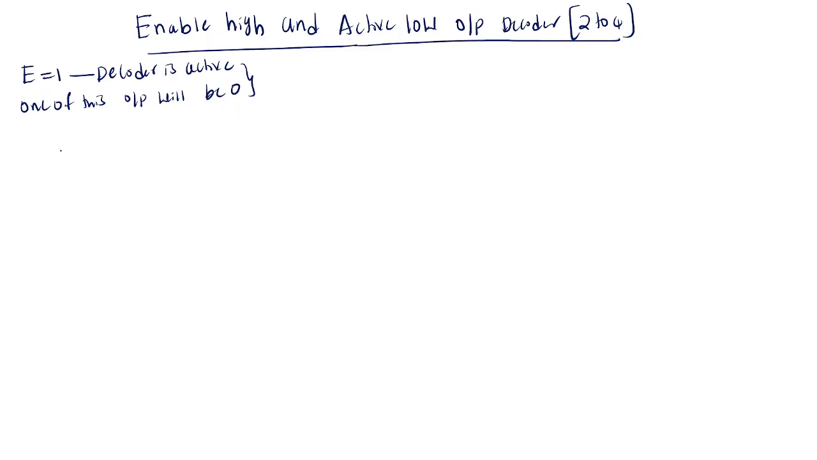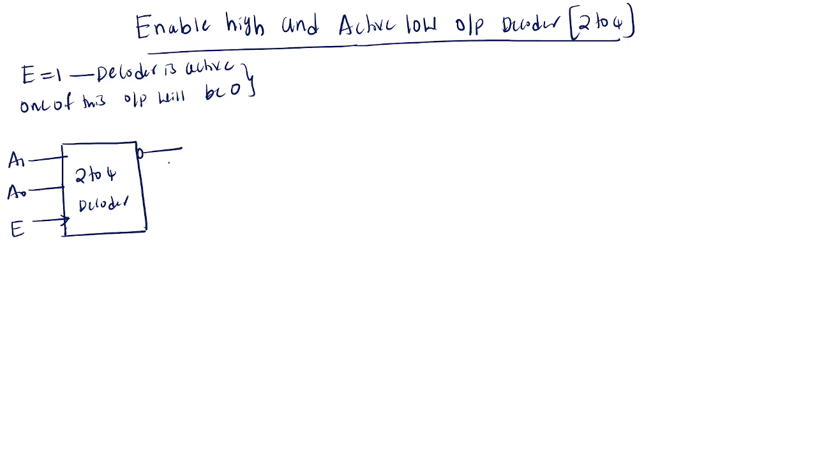Coming to the block diagram, how it will look: this is the 2 to 4 decoder with two inputs A1 and A0, and enable active high, and there will be bubbles at the outputs. This is Y3, Y2, Y1, and Y0. Okay, like this it will be there.